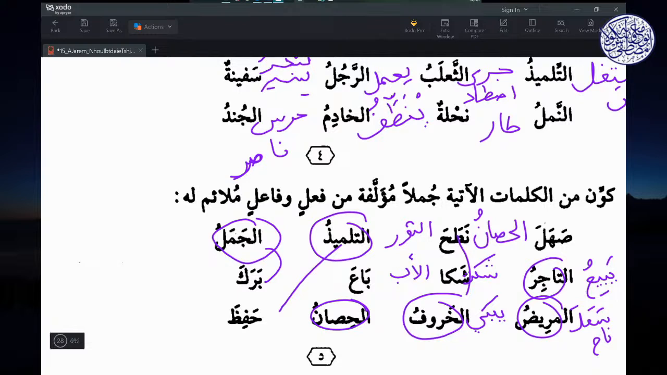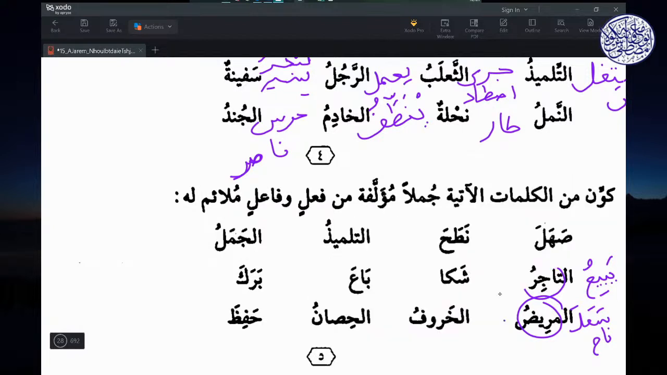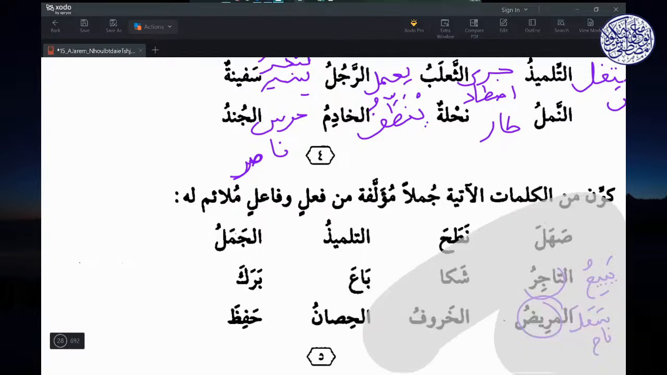Baraka al-jamalu, ba'a al-tajiru, hafidha al-tilmidu, sahala al-hisanu, shaka al-maridu. That's a good one. Nataha al-kharufu. Yeah, that makes it perfect. Let me erase that and let's do it. These are just things you can play around with, try to figure out. It's like crossword puzzles and stuff, man. How they help you learn.